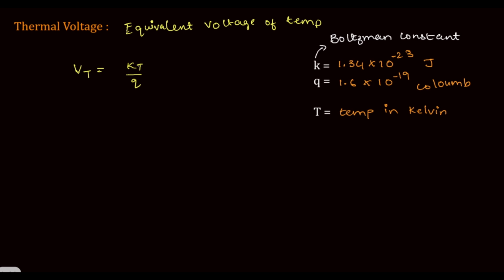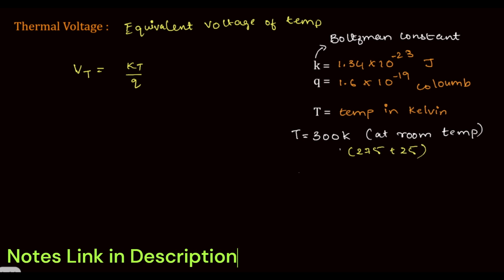So here we will substitute these values of k, T, and q, and we will make one standard value for this thermal voltage. Let us assume we will calculate for T at room temperature. So my T will be 300, right? T will be 300 at room temperature, because normally we assume 25 degrees Celsius as room temperature. So it is 275 plus 25. Yeah, so this is the room temperature.